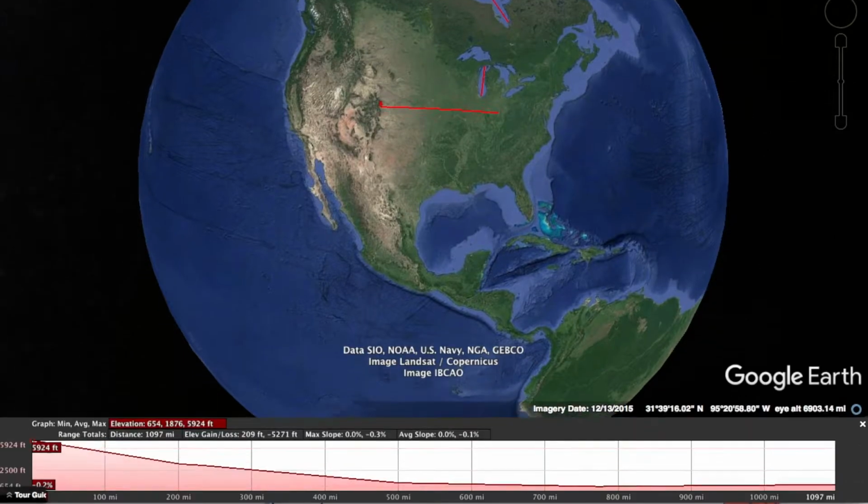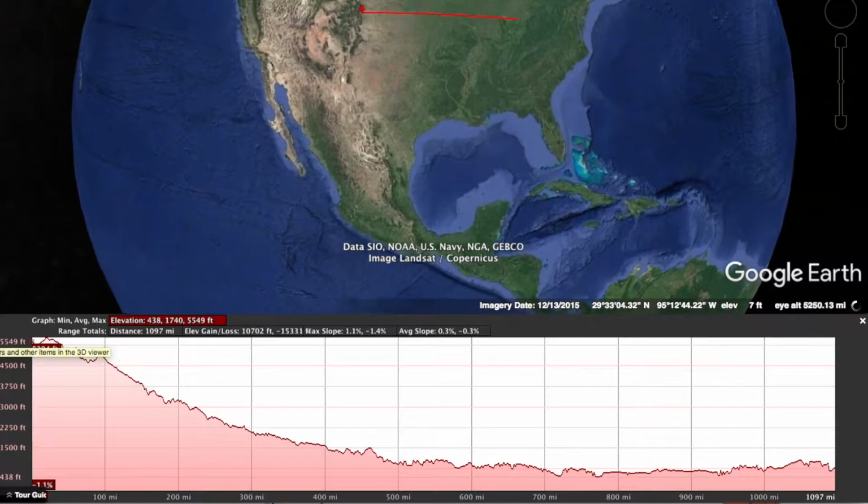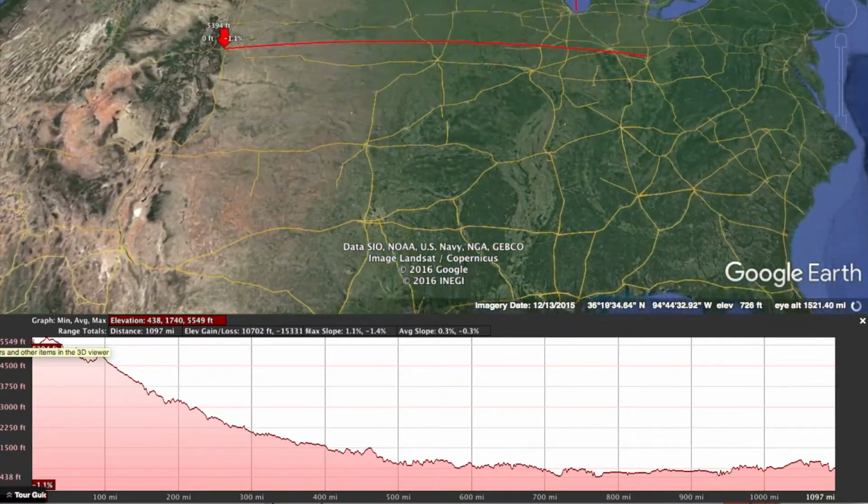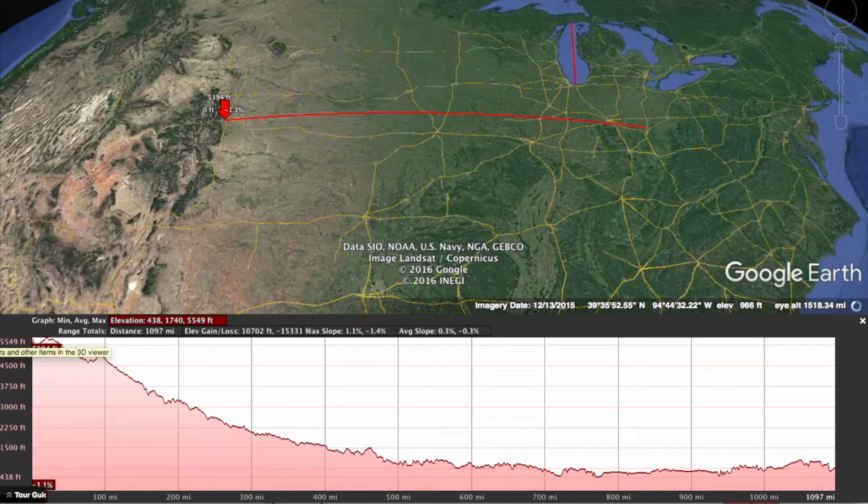And I want to show you something very interesting. When I choose to show the elevation cross section, you can see it's basically this red line. The starting point at my dad's house is 5,394 feet above sea level. And he's in Denver, Colorado, which is the mile-high city, so that's what you would expect.